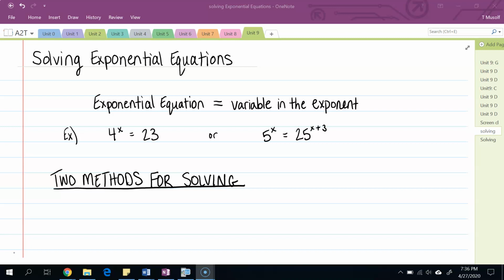Today we're going to be talking about solving exponential equations. In this chapter, since we learned about exponentials and we learned about logarithms, we're going to learn how to solve both types of equations. Today is exponential equations, and then the next video will be logarithmic equations.